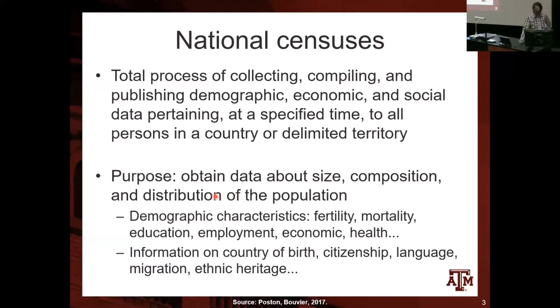What are some examples of demographic characteristics? We can collect information about how many children women have in total, whether women had a child in the last year prior to the census. We can collect information about mortality, whether specific households experienced mortality of some family members, of children, and so on. So we can collect this information.